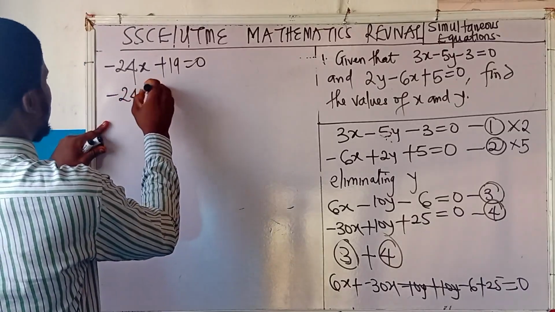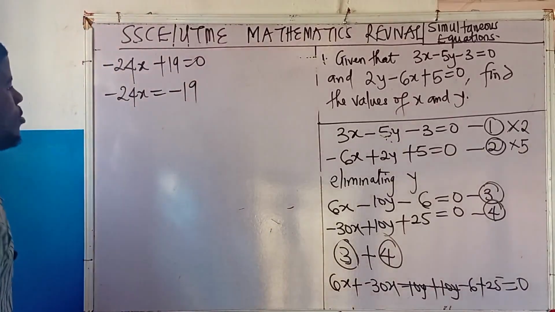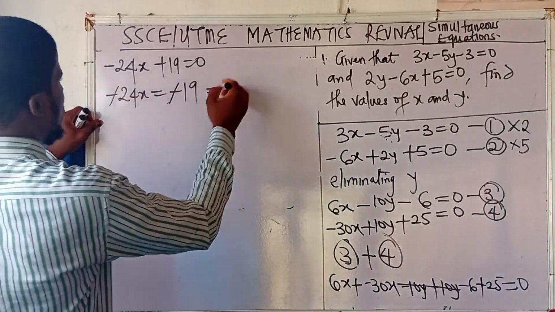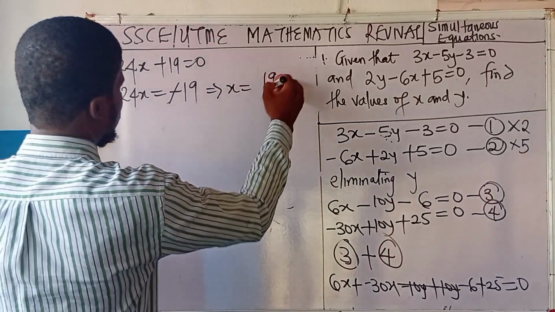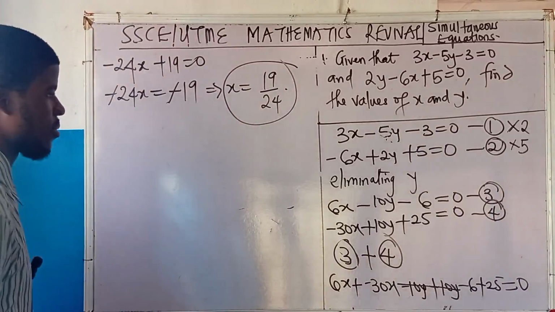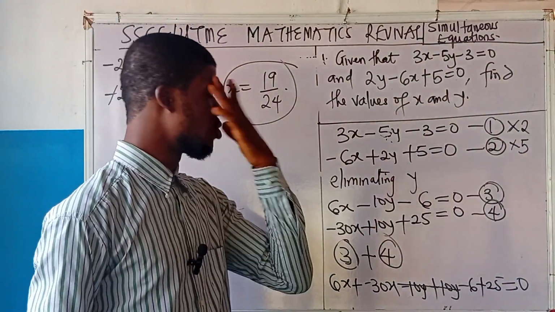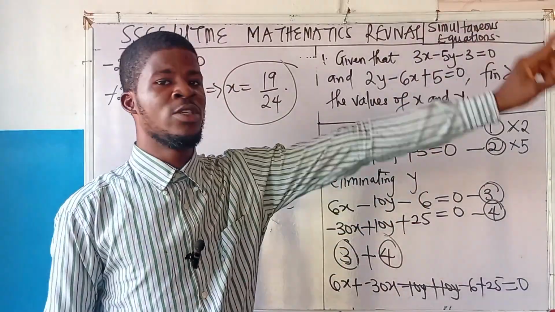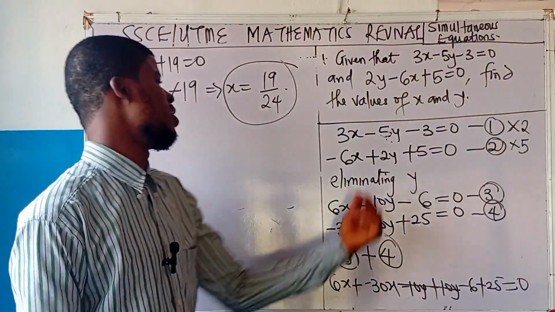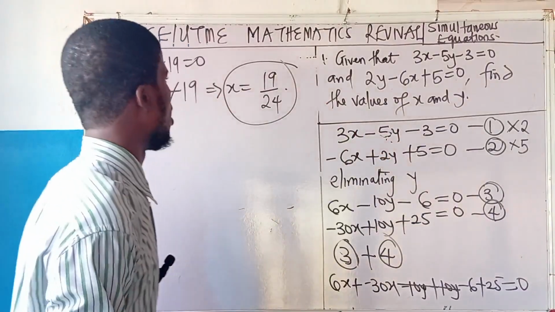Minus 24x equals minus 19. Divide both sides by minus 24. Of course, minus cancels minus, it means that x will be equal to 19 all over 24. This is the value of x. Remember, we eliminated y. So if we eliminate one variable, the second variable will come out first. That's it. So if I had eliminated x, I would be getting y first.